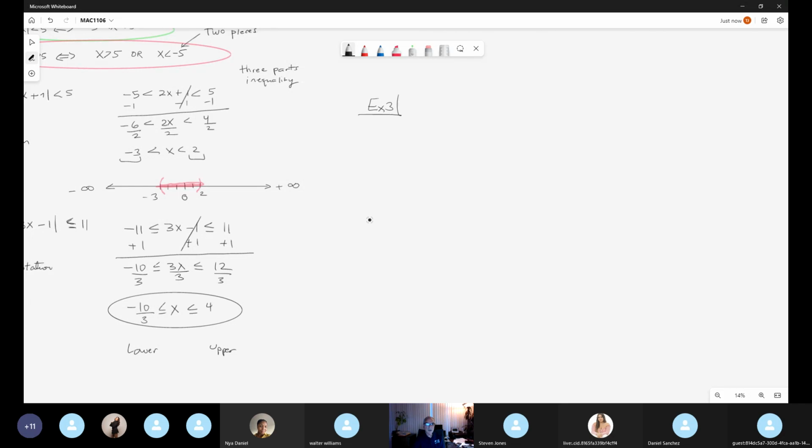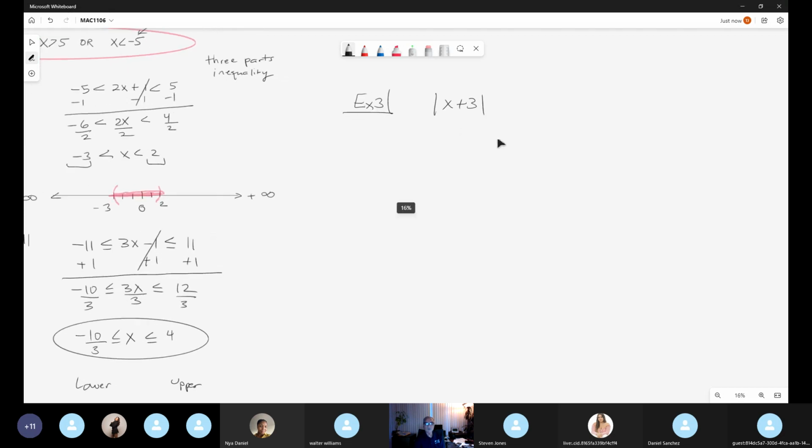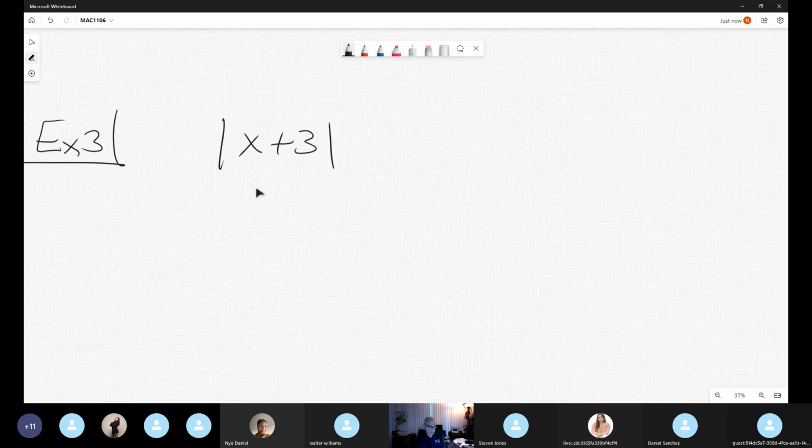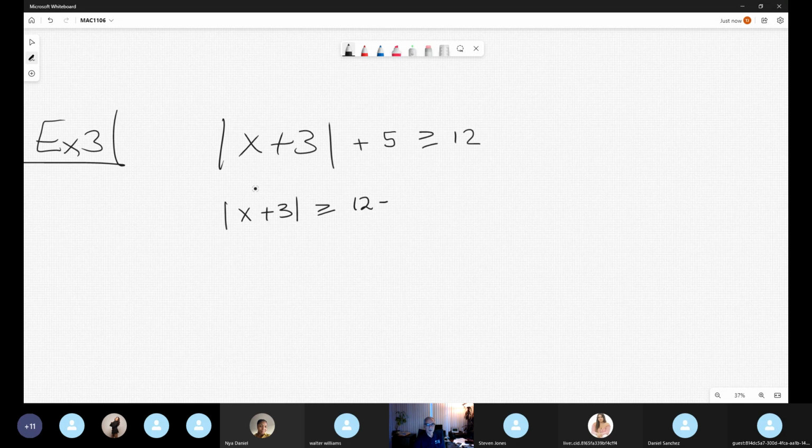Example 3, que es absolute value of x plus 3, plus 5, greater than or equal to 12. Number one thing, I need to isolate the absolute value expression. Absolute value of x plus 3 greater than or equal to 12 minus 5, que es 7.